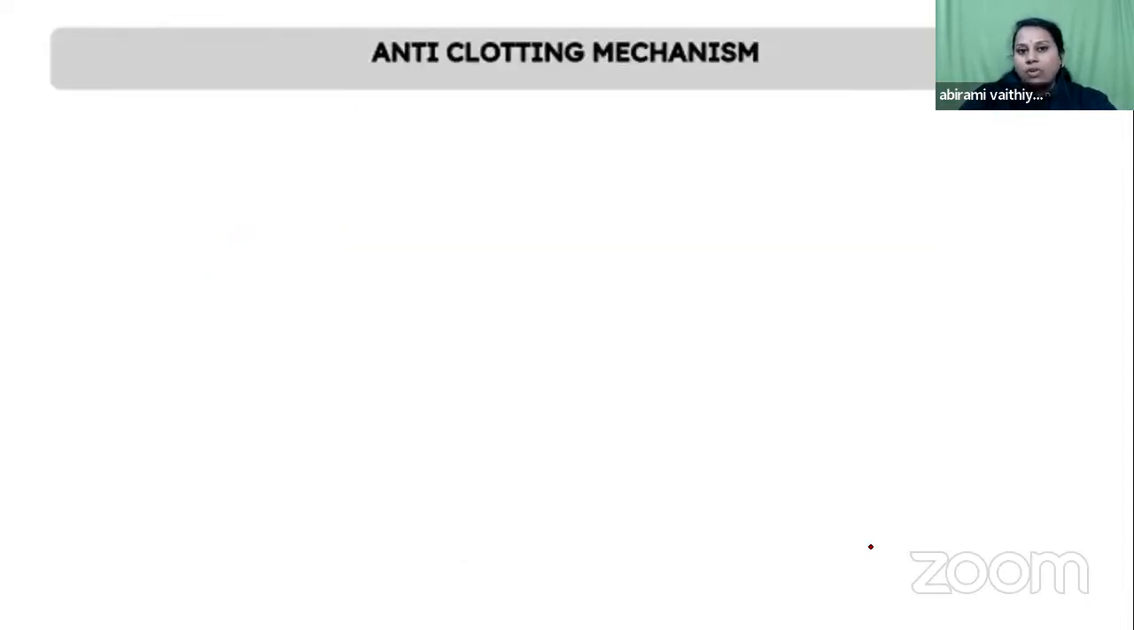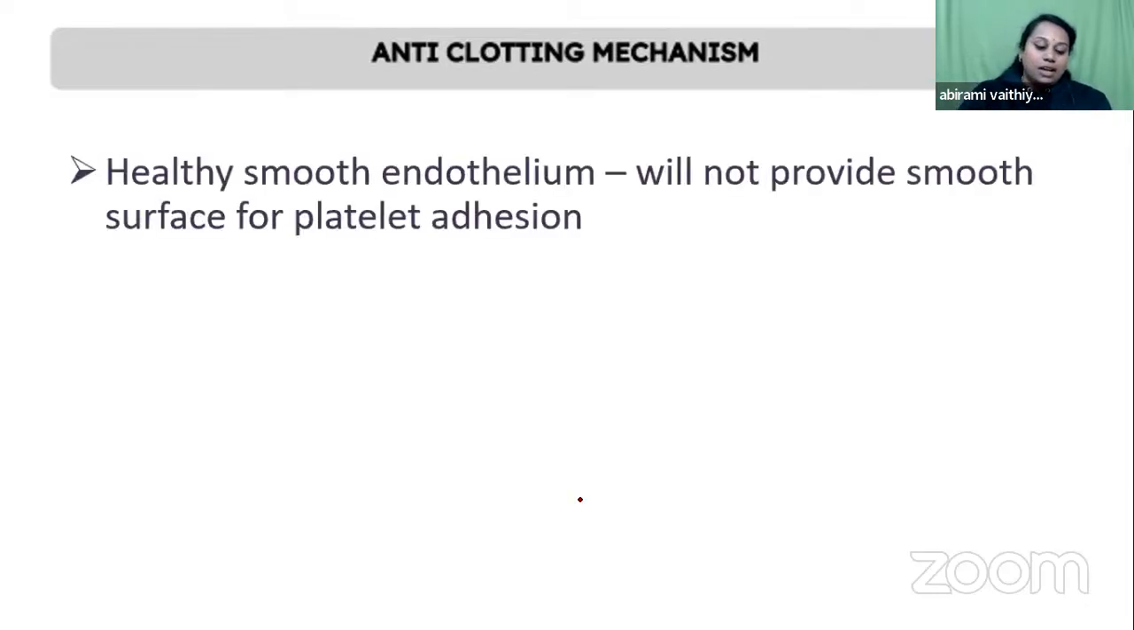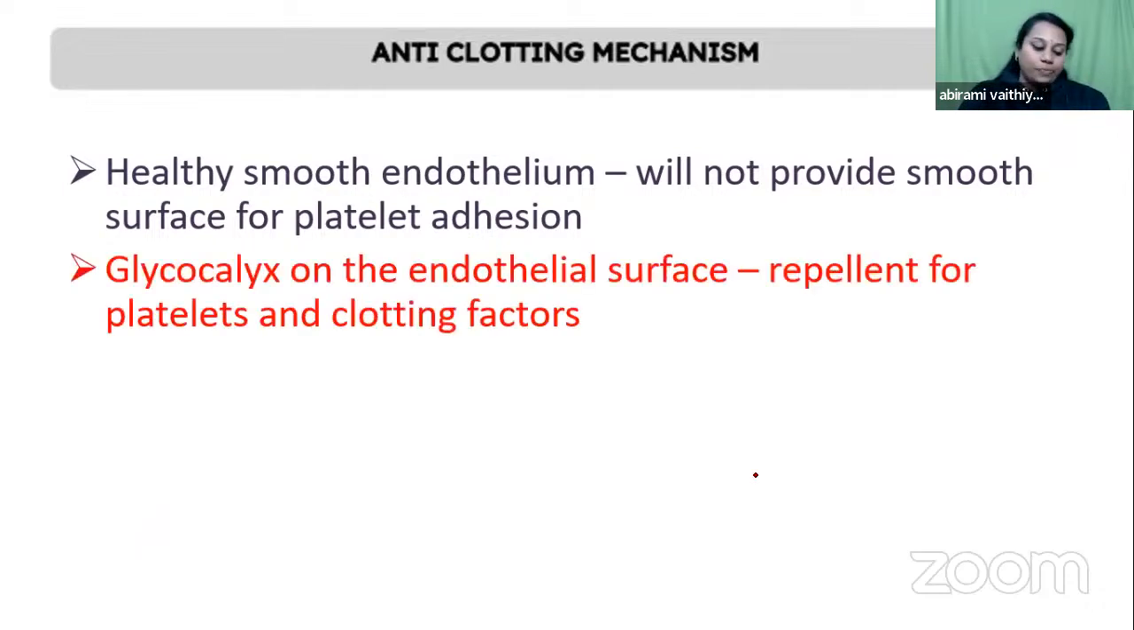What is the anti-clotting mechanism? You have a natural anti-clotting mechanism. Usually, blood does not clot within the blood vessel. Do you have blood clots inside your blood vessel? No, we do not have. Why is blood not clotting inside your blood vessel? Because a normal healthy blood vessel, the healthy smooth endothelium, does not provide a surface for platelet adhesion. If your blood vessels are healthy enough, platelets cannot adhere, so a clot cannot form.